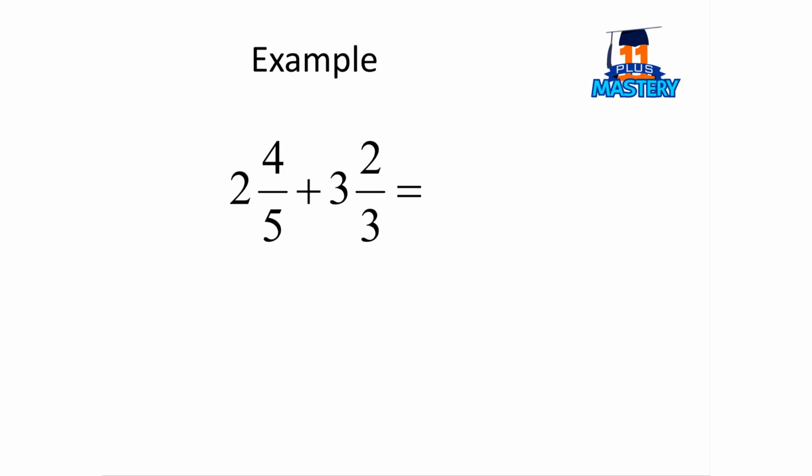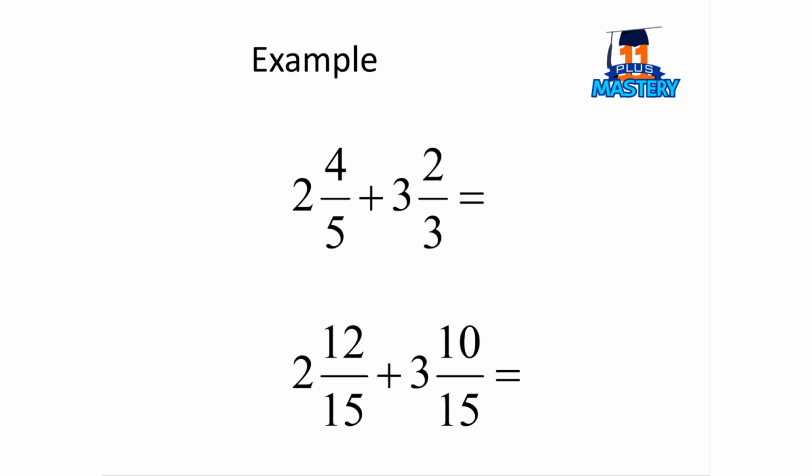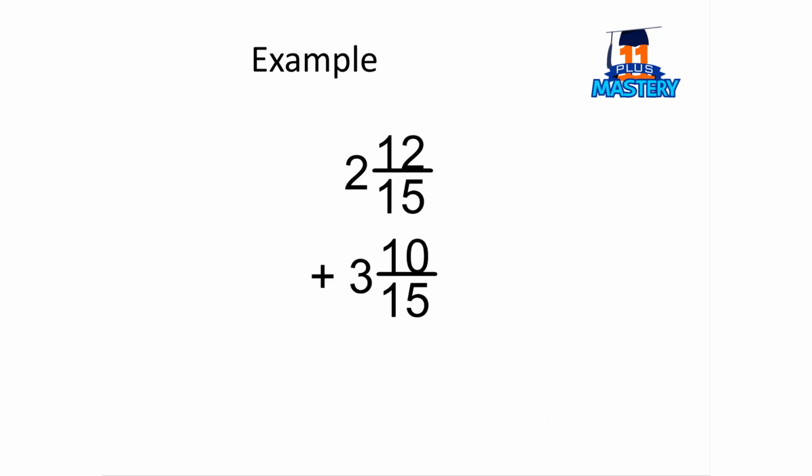2 and 4/5 plus 3 and 2/3. Well, the first thing I need to do when adding or subtracting is I need a common denominator. So my common denominator here will be 15. And then I'll put it in column form. And I always start with the smallest place value. So I'll do that. 12 plus 10 equals 22.